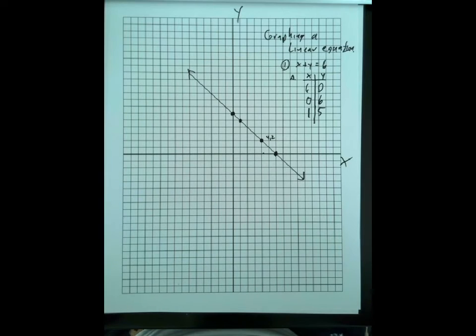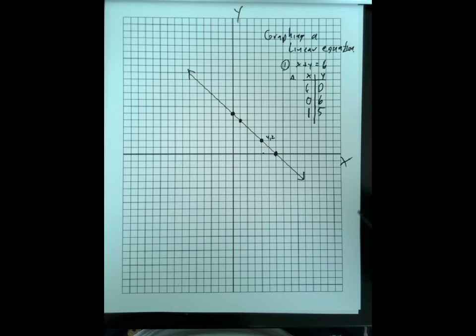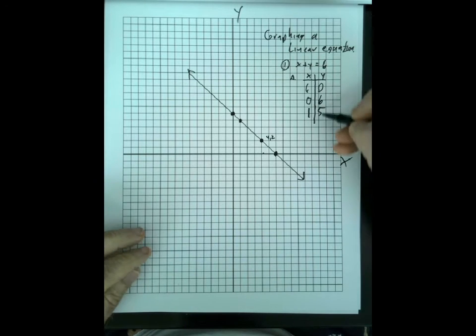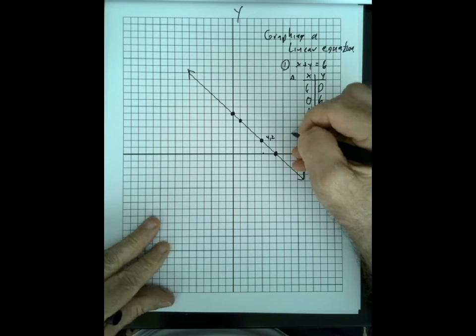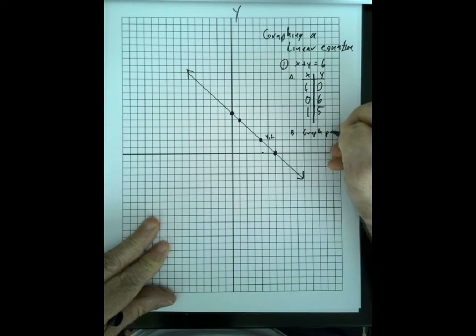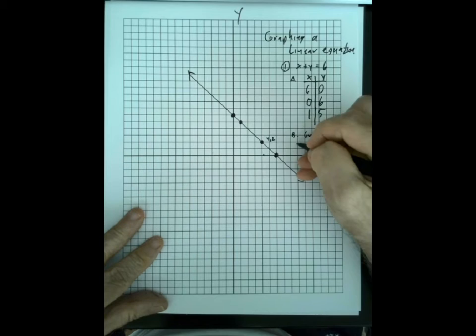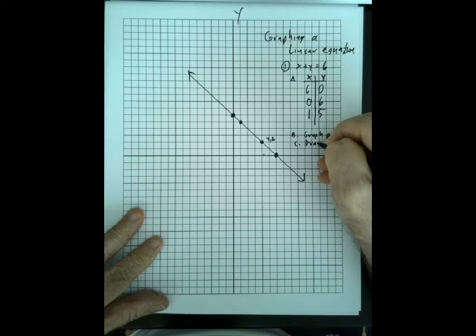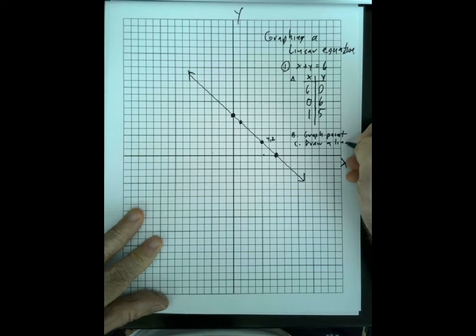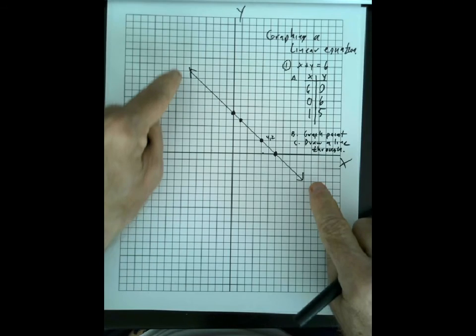Okay? And the way we're going to do it, step A is going to be make the t-chart with 3 pairs of numbers that make the equation true. And then B, graph the points, or plot the points on the graph. And then C, draw a line through the points. Make sure it goes all the way through.